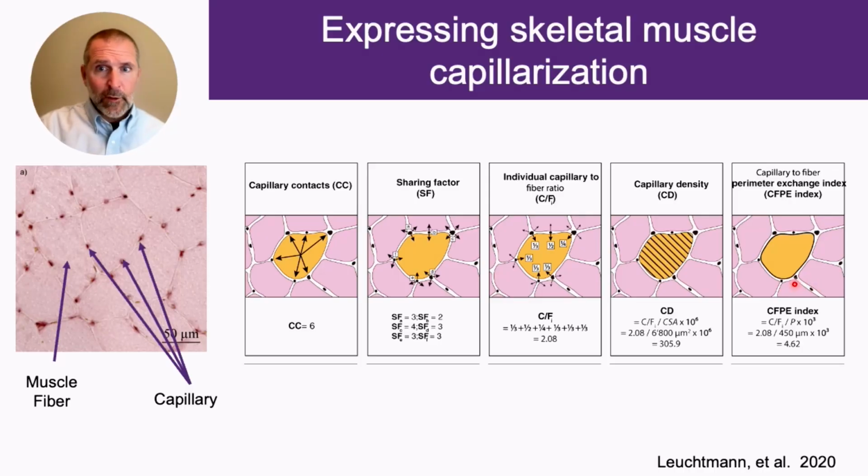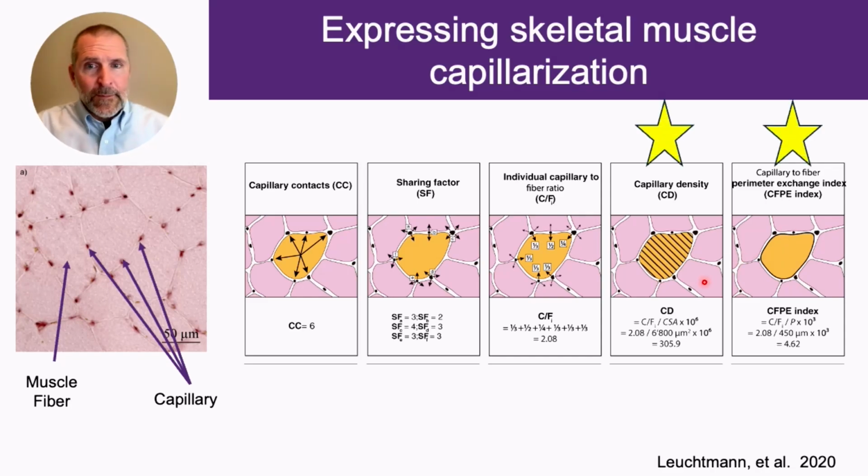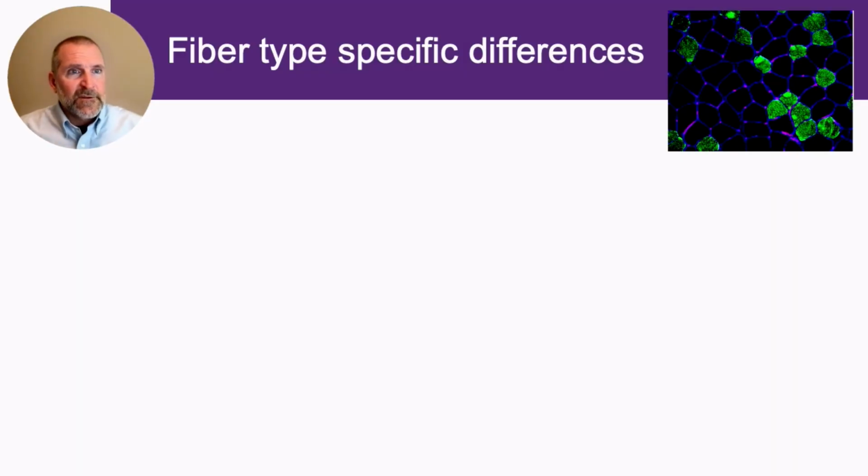And then also a newer method is the capillary to fiber perimeter exchange index. These last two methods I'll note as the gold star because they are actual measures of capillary density and appear to be more sensitive measures of muscle function as it relates to capillarization. That being said, let's look at some characteristics of the muscle that might influence capillarization.